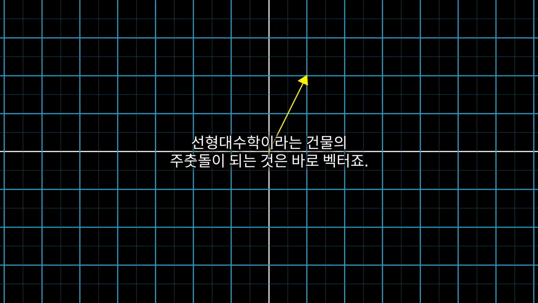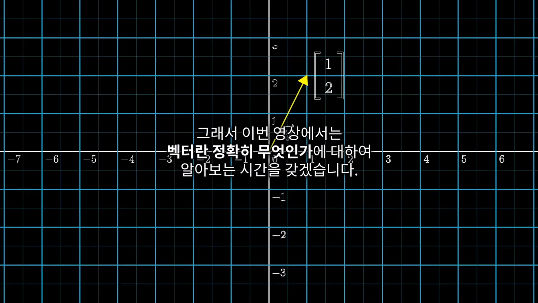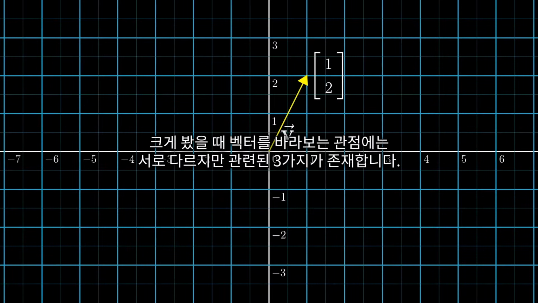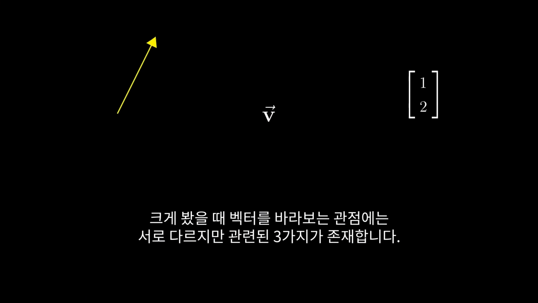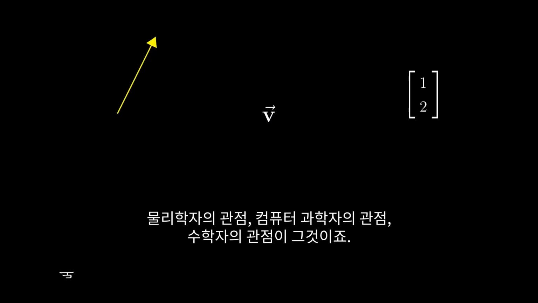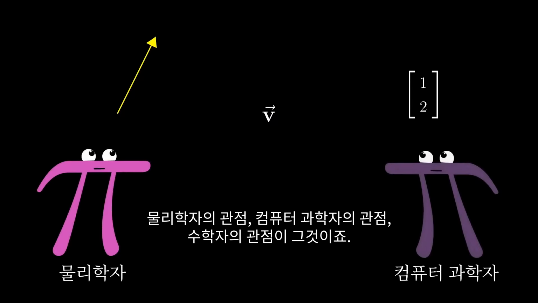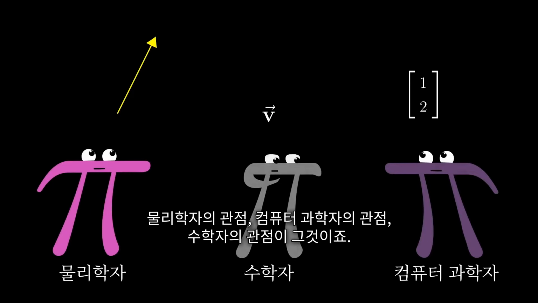The fundamental, root-of-it-all building block for linear algebra is the vector. So it's worth making sure that we're all on the same page about what exactly a vector is. You see, broadly speaking, there are three distinct but related ideas about vectors, which I'll call the physics student perspective, the computer science student perspective, and the mathematician's perspective.